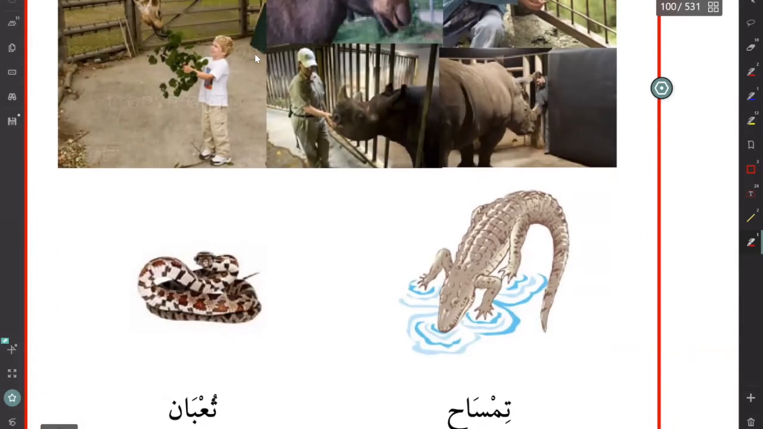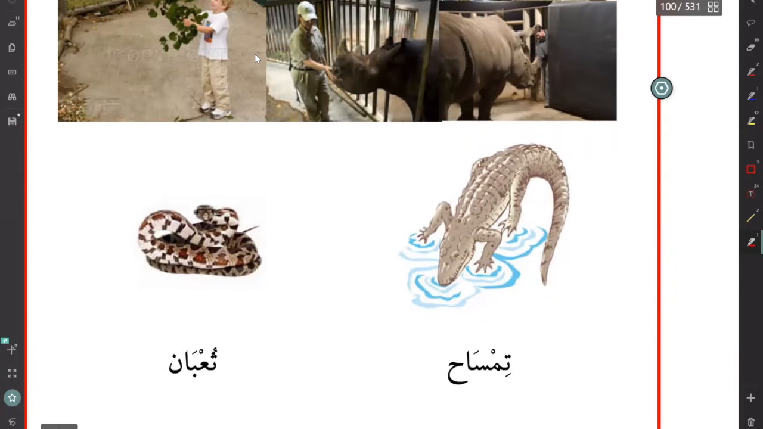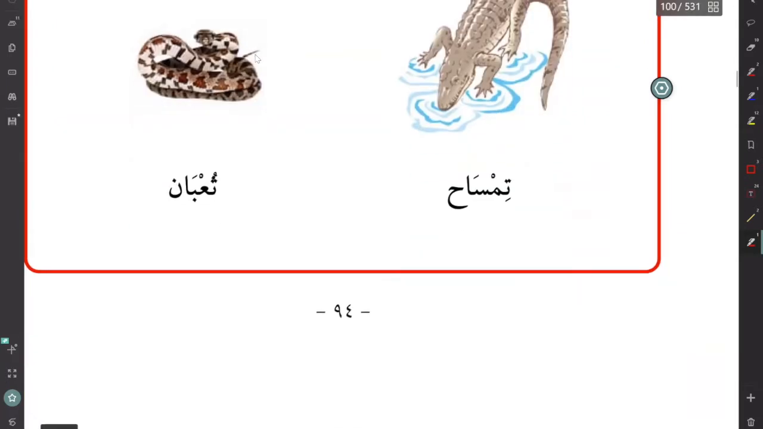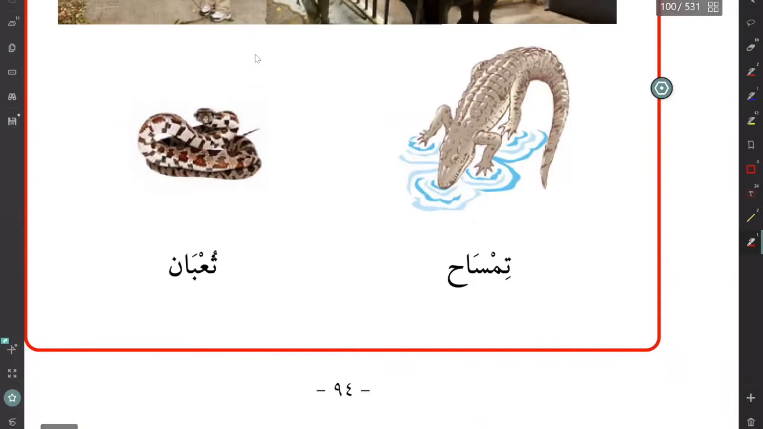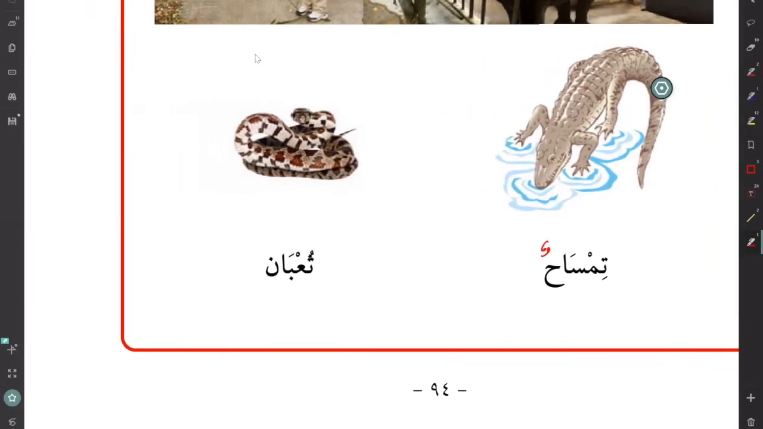So the first word we have here is timsah. Some of these words have a picture there, so you can recognize the animals just by looking at the picture. So I might not want to write the English here. Timsah is a crocodile. You can say timsahun. And the next one is thu'ban. Thu'ban is snake.